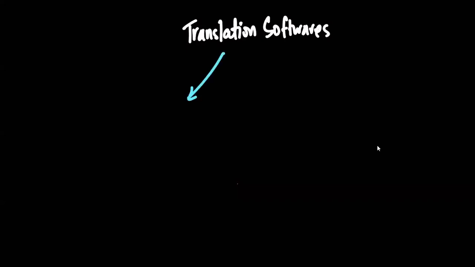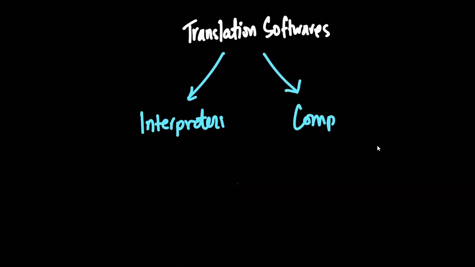All right, so the concept of translation softwares is actually continued from AS level. Okay, so translation softwares can translate to interpreters and compilers. This is pretty much like the basics of the A-level knowledge. Interpreters have the following features.